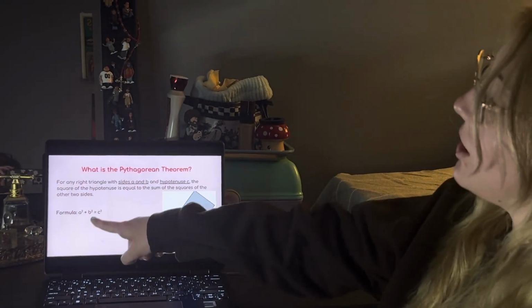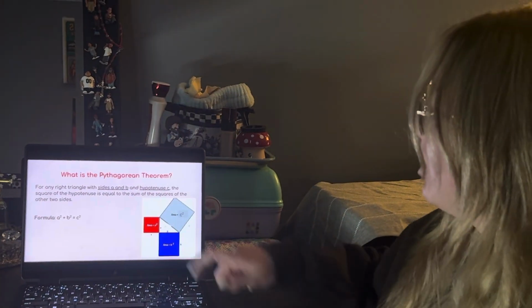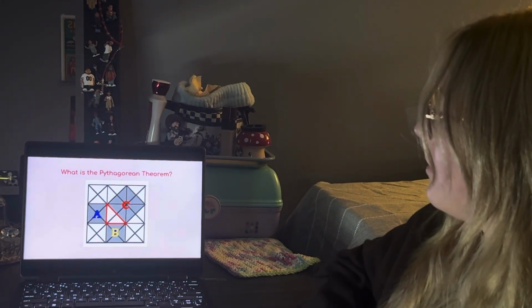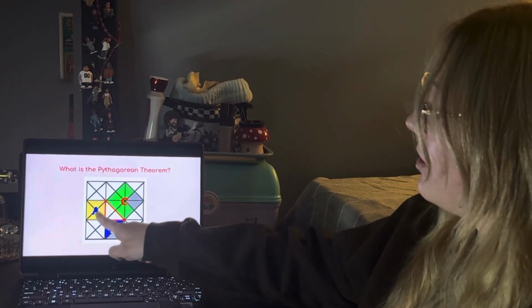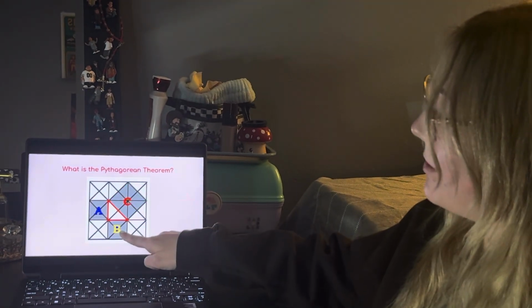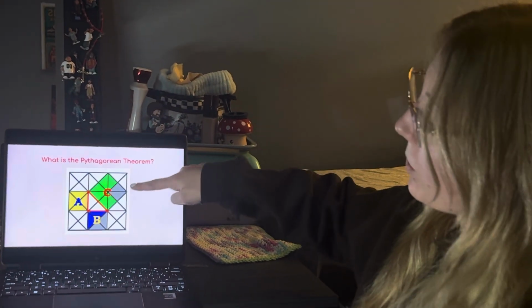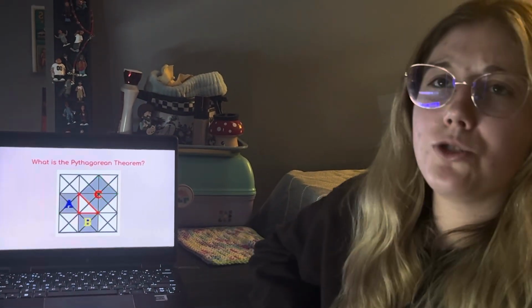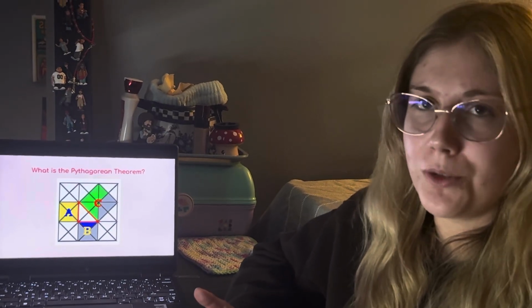I would have the students write this formula straight into their notes. I really like this visual because it can show you how the sum of A and B being squared equals C being squared here with the squares. I don't go too much in depth into the applications of the Pythagorean theorem because we won't be utilizing that too much in this class.